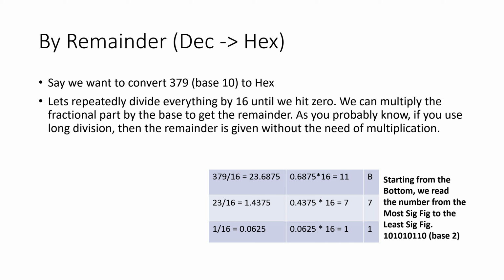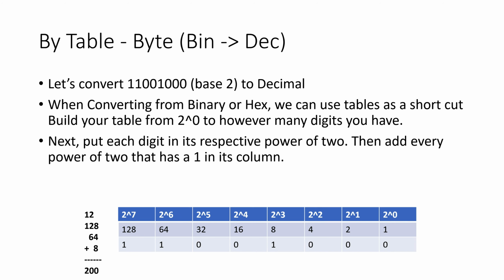So go ahead and divide 23 by 16, that's 1 and some change. Multiply the change by 16, you get 7. And then divide 1 by 16, it's 0 and some change, multiply the change, you get 1. Now do remember that numbers past 10, all the way to F, or rather 15, are represented with letters of the alphabet. For 10 it's going to start at A, and then F is going to end at 15. That's a little something easy to memorize.